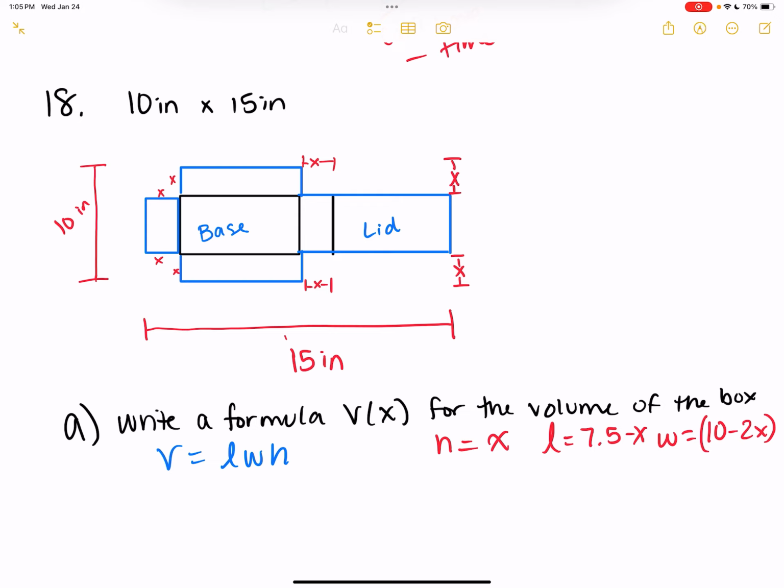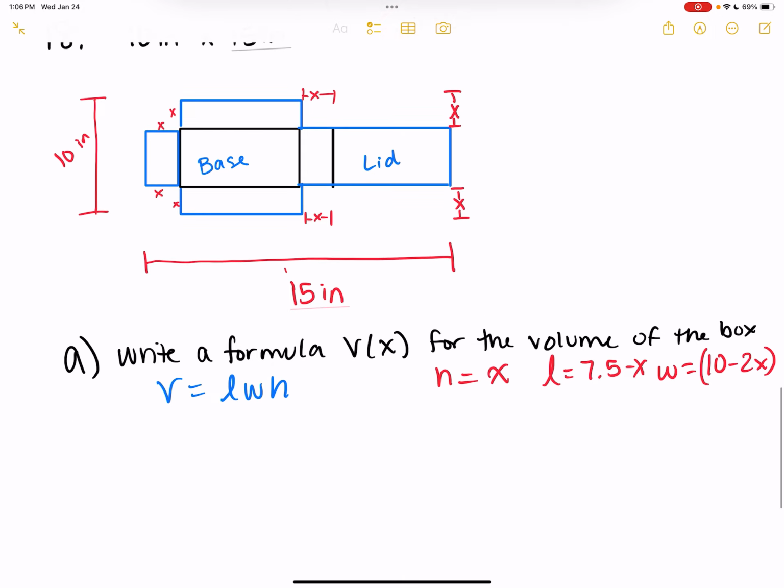Are we tracking? Sort of? Kind of? Good enough. So we're just gonna solve A and plug it in? Sort of. I haven't written my equation for volume. I've just found each piece so that I can write my equation for volume at this point. I haven't done part A yet.